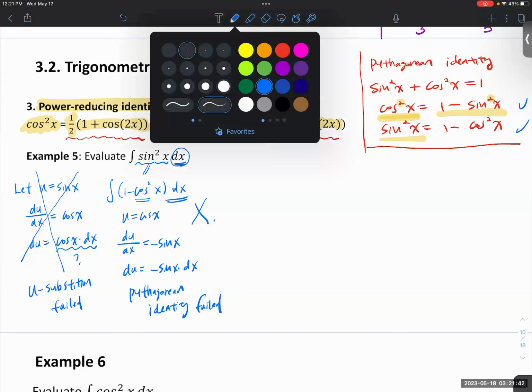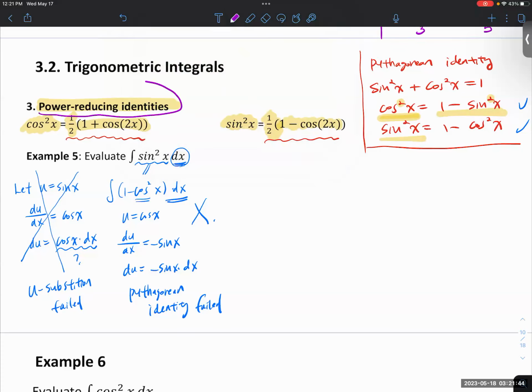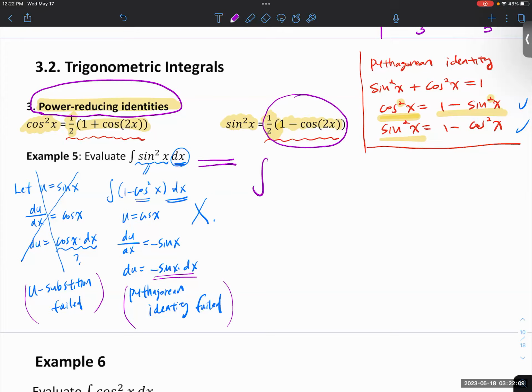So this time, we're going to use the power reducing identity. Using u substitution or the Pythagorean identity, I don't see where the du is. I cannot convert it. So therefore, instead of using the Pythagorean identity or u substitution, we're going to use the power reducing identity: sine squared x is 1 over 2 times 1 minus cosine 2x. Maybe we can take the integral in this format.